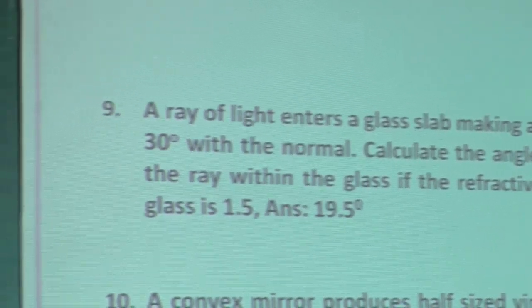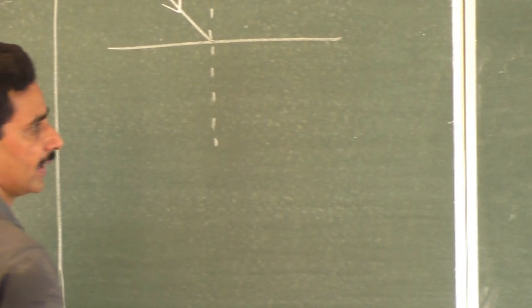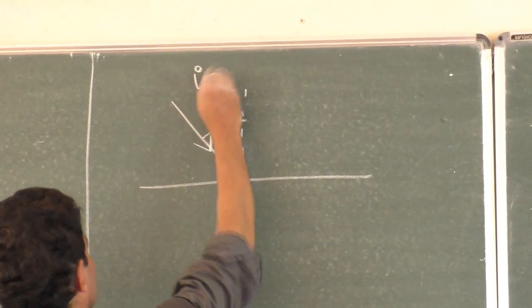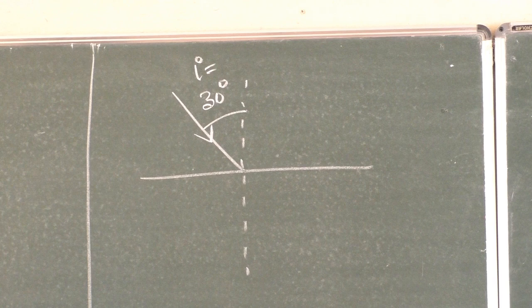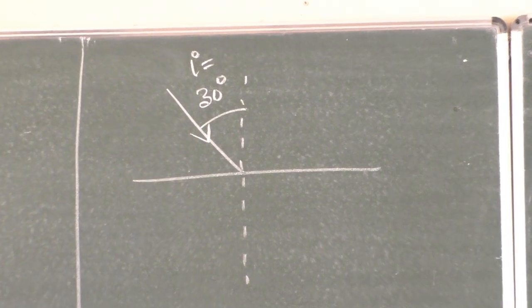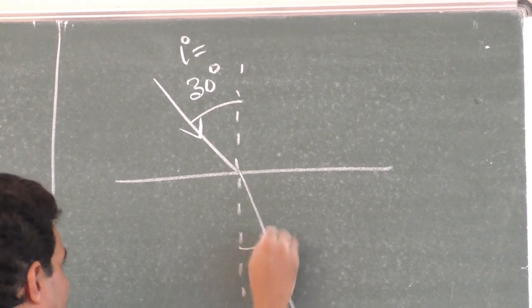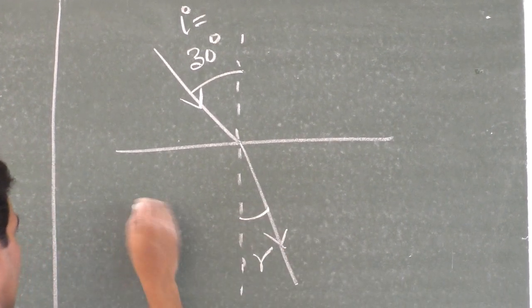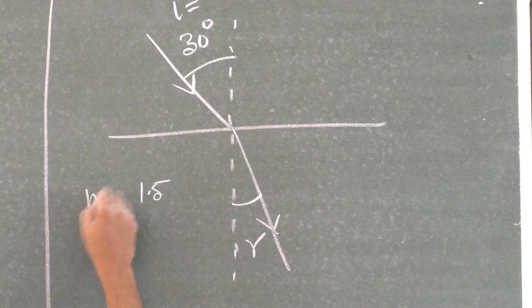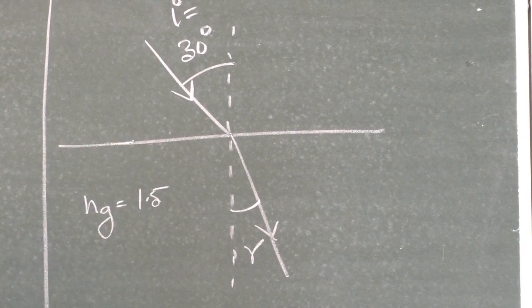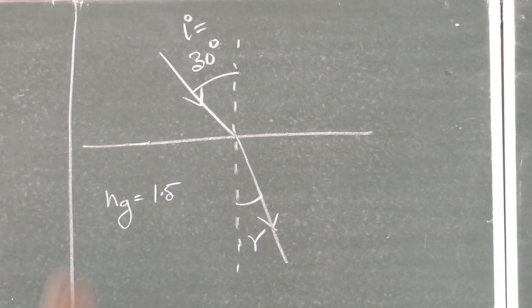A ray of light is incident on the glass such that it makes an angle of 30 degree with the normal to the glass slab. This is I. Calculate the angle made by the ray within the glass. And this is 1.5, the refractive index of glass with respect to air. And this is air.